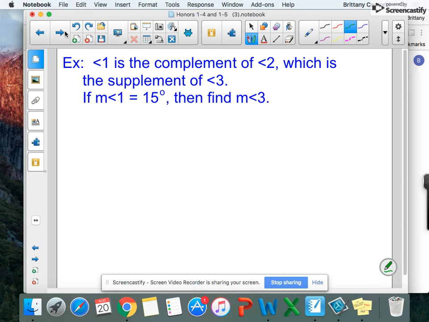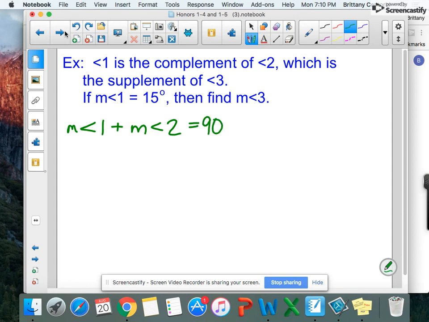Our first example says that angle 1 is the complement of angle 2, which is the supplement of angle 3. So if the measure of angle 1 is 15 degrees, then find the measure of angle 3. The first thing we're going to do is look at that first statement. It says angle 1 is the complement of angle 2. We just went over that complement means sum of 90. So that means we have angle 1 plus angle 2 equals 90 degrees.